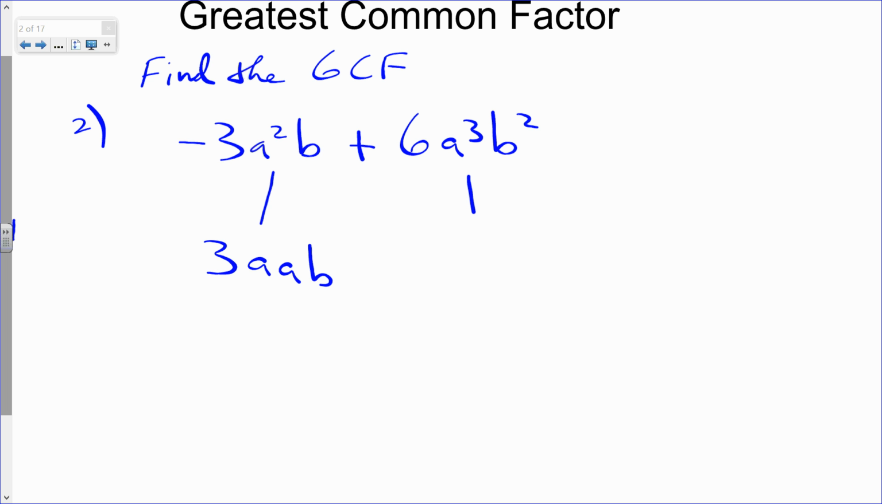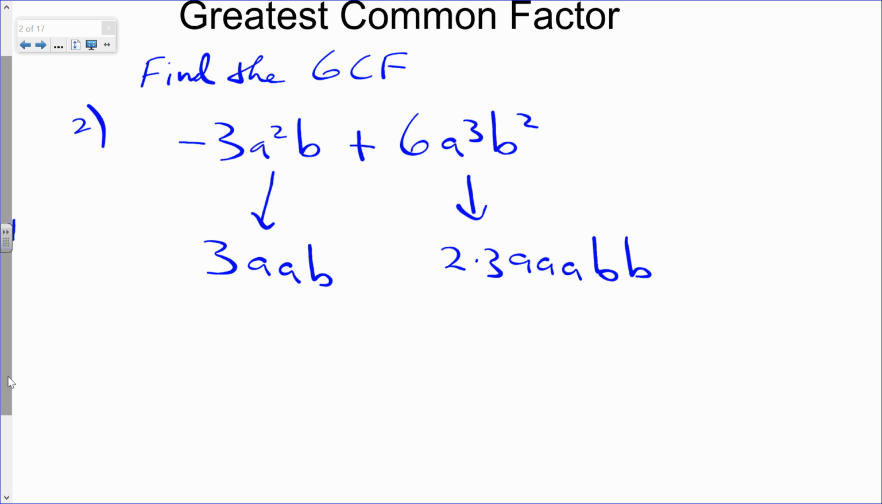Over here, 6 I can rewrite as 2 times 3. A to the third is really A times A times A, and B to the second is B times B. So look what I did: I broke down each term into its fundamental factors, the factors that I can't factor anymore. I can't factor 3 anymore. I can't factor 2 or 3 anymore. So I go all the way down to the basic factors.